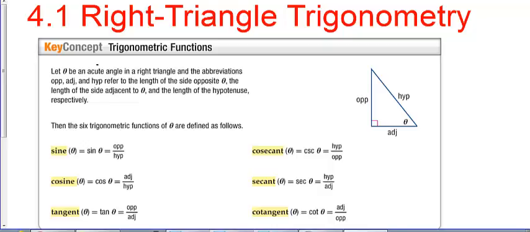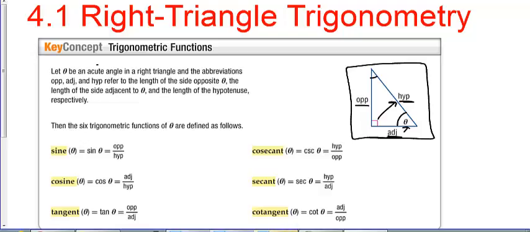This is section 4.1, right triangle trigonometry. Here we have a key concept. We have the trigonometric functions. Now, if we set a triangle up like this over here, where we pick this angle down here in the right triangle, then we have the opposite side across the triangle. We have the adjacent side, which is adjacent to the angle that we picked. We could have picked this one up here, but we didn't. And then this side is always called the hypotenuse, and it's going to be opposite the 90-degree angle.